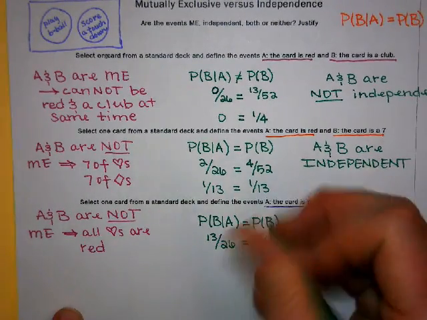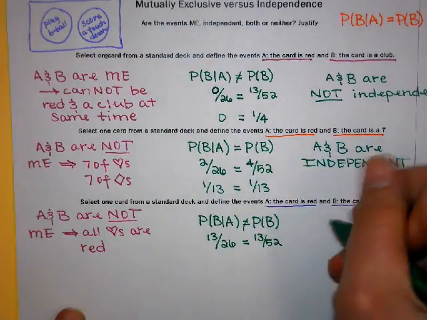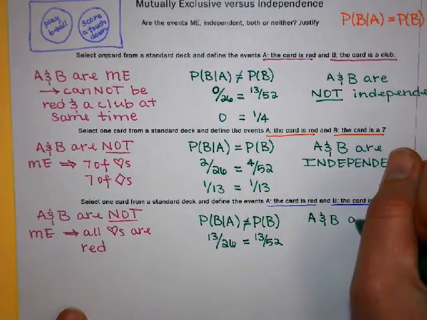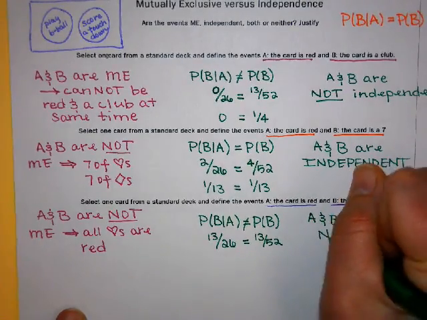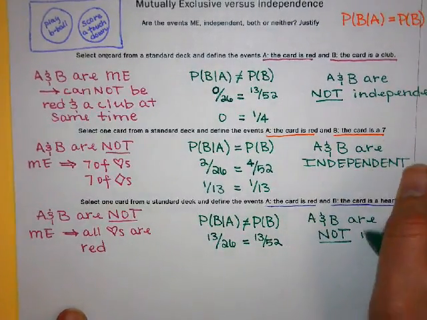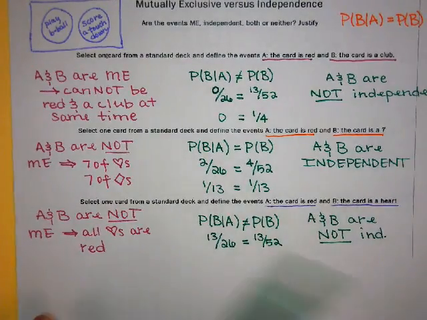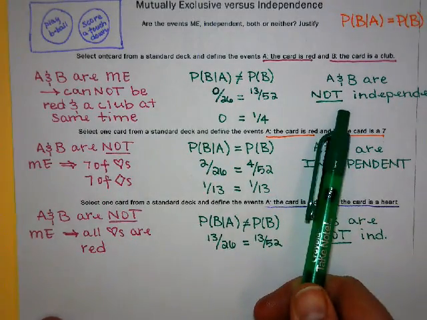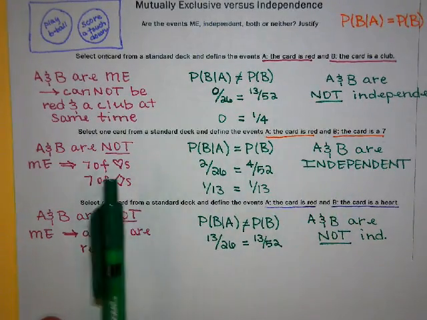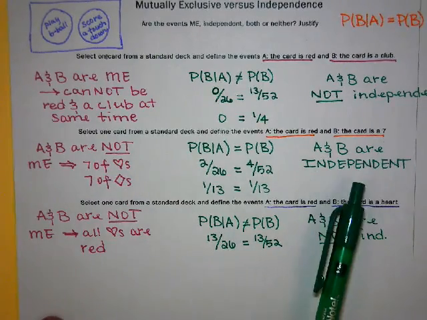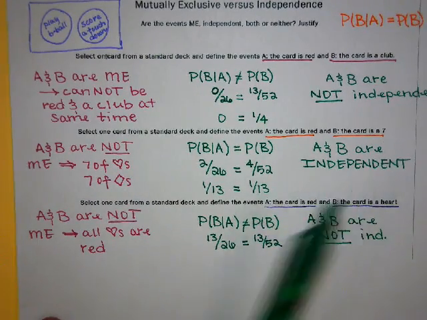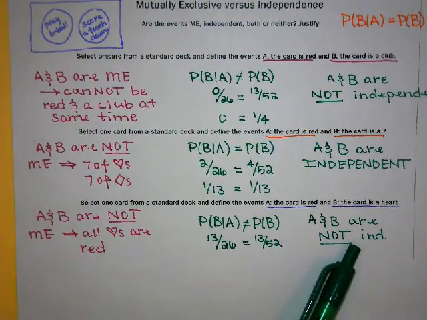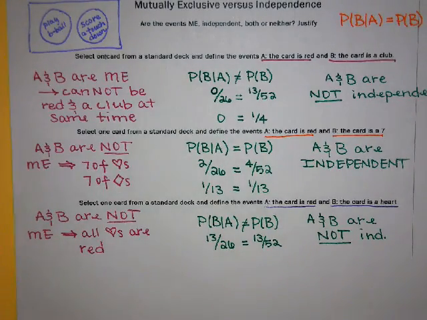So in our first example, they were mutually exclusive, but not independent. In the middle one, not mutually exclusive, but they were independent. Here, not mutually exclusive and not independent. Now, I couldn't come up with an example where they were mutually exclusive and independent because those do not exist. You cannot have two events that are mutually exclusive and independent at the same time.